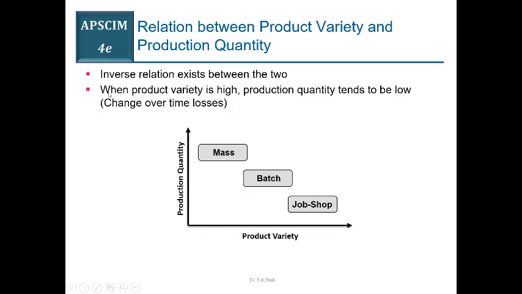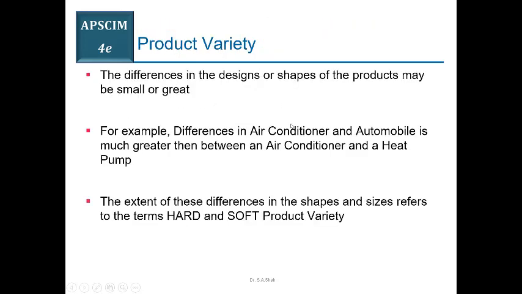So there is an inverse relation between the two parameters. जो product variety और production quantity में जो relation है, that will always be an inverse relation. So when product variety is high, production quantity tends to be low, and this is because of the changeover times.